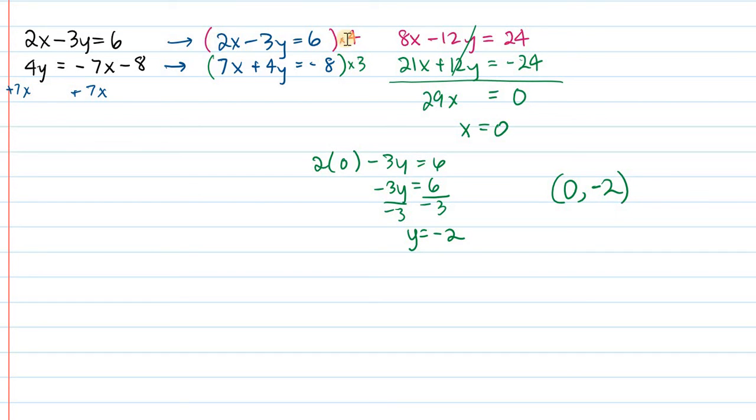I multiplied this one by 4 in order to get negative 12y, and this one by 3 in order to get positive 12y. I could have multiplied this first equation by 7 to get 14x and multiplied this equation by like negative 2 to get negative 14x. That would have been fine. It doesn't really matter which numbers you choose. You just got to get something to eliminate.